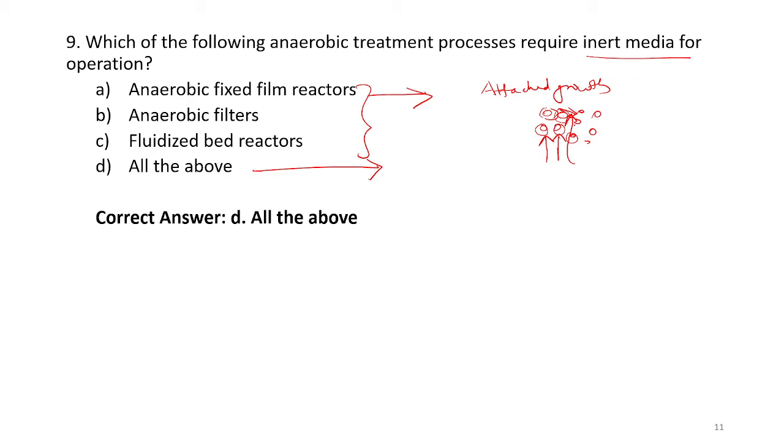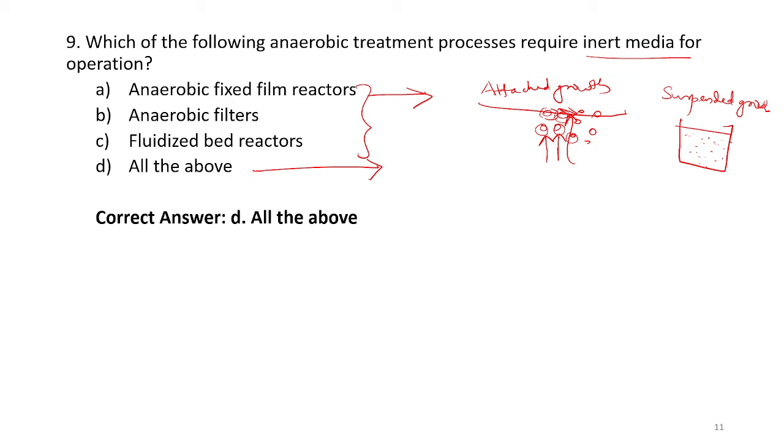The removal of organic matter will happen, and this is how the reactor works. So that is about attached growth process. In the suspended growth process, there won't be any inert media present. All the microbes will be in the suspended form. There is no place in which the microbes are attached. They are in the suspended form. When they come in contact with the wastewater, due to their activities, the organic matter removal will be happening.